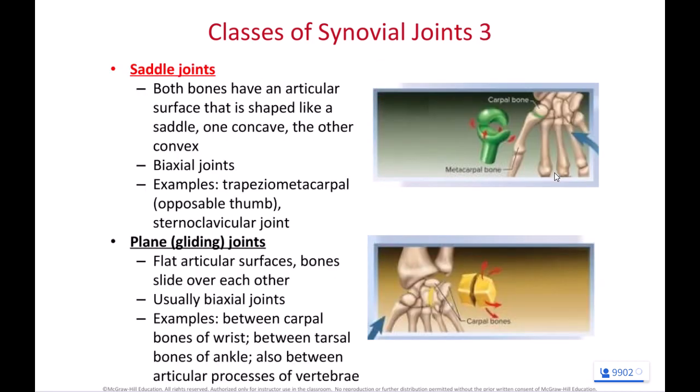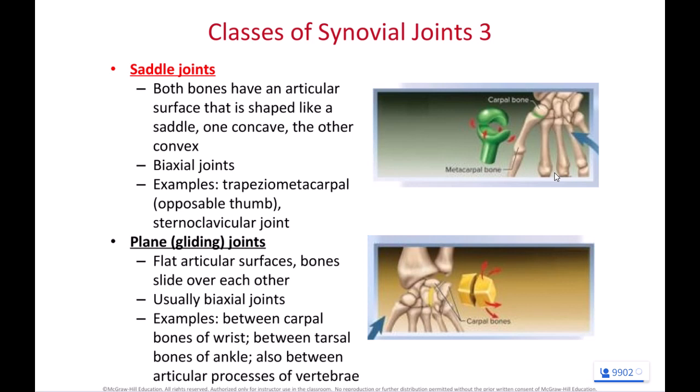As we look at a saddle joint, the saddle joint is named after the shape of a saddle. And when we look at our saddle joints, they're going to be associated with a metacarpal or a metatarsal interacting with a carpal or tarsal accordingly. So we have a metacarpal-carpal relationship in the hand, and then in the foot we have a metatarsal-tarsal relationship. These are also going to be biaxial joints, so they allow for 2 degrees of movement, or movement along 2 planes.